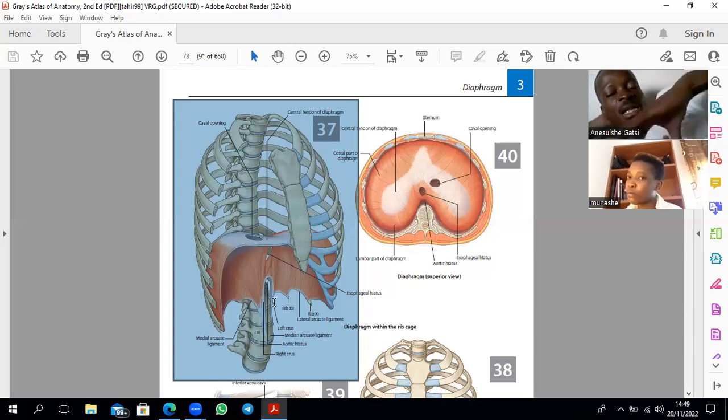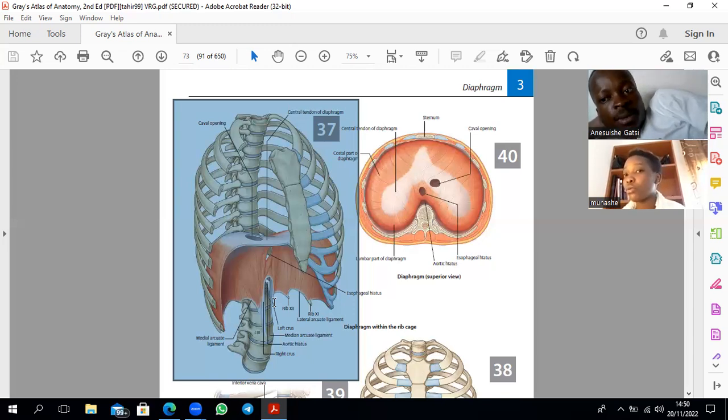Just remember that the liver is more on the right side. So for the diaphragm to be able to support the mass of the liver, it has to be stronger on the right side. That's why there is an extensive attachment all the way to L3. But on the left side, there's a very small mass of the liver, so it's only L1, L2.